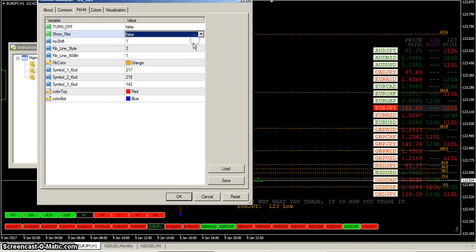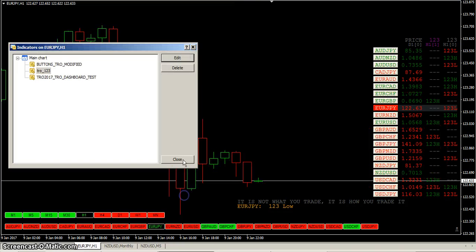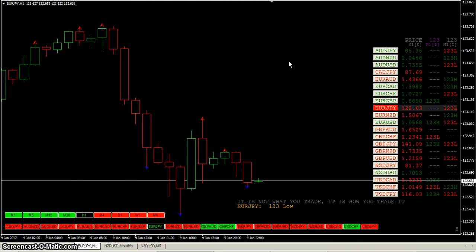But when I'm using it, I usually don't have the fibs turned on. So I hope that answers the questions about the 1, 2, 3 indicator. I wrote that one. That's why it starts with TRO.